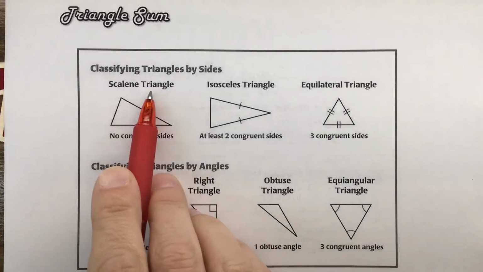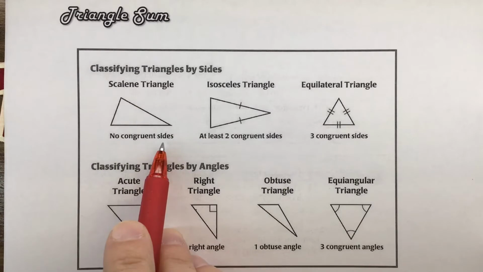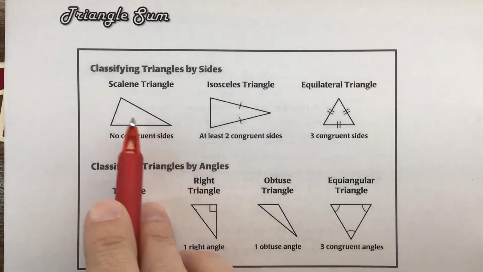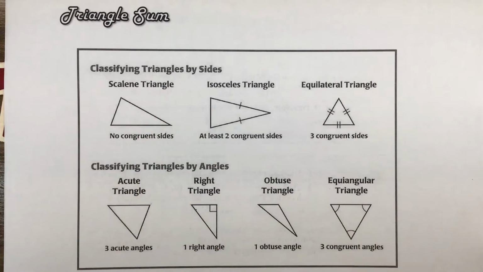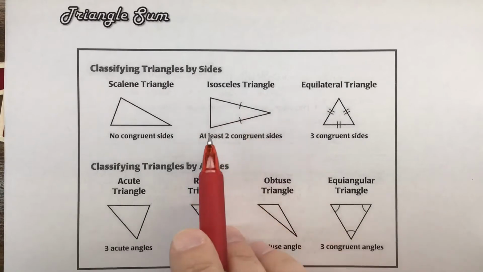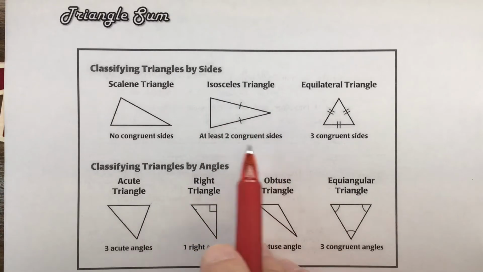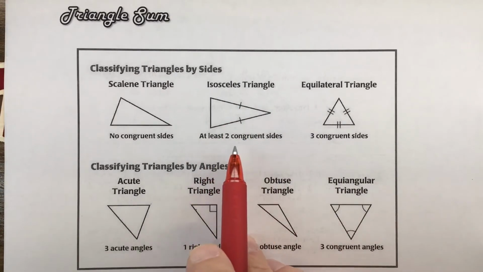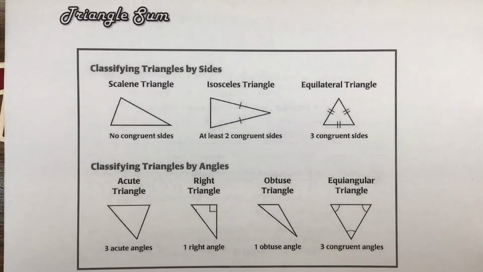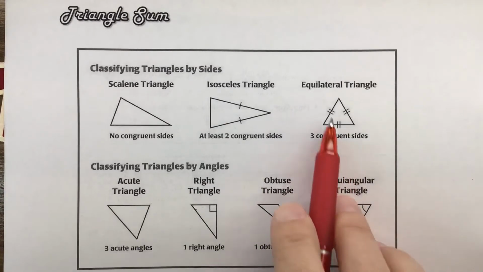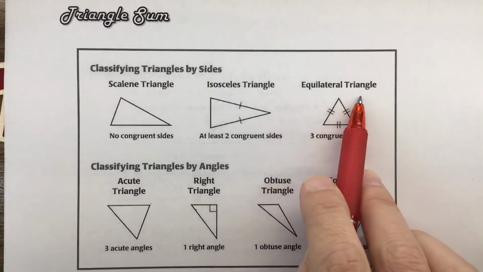A scalene triangle is going to have no congruent sides, which would mean that none of the sides are the same length. An isosceles triangle has at least two congruent sides. Notice that it says at least two congruent sides. So technically, if all three sides are congruent, then we would call it an isosceles. However, if all three sides are congruent, a better name for that would be equilateral, and it's a little bit more descriptive from there.